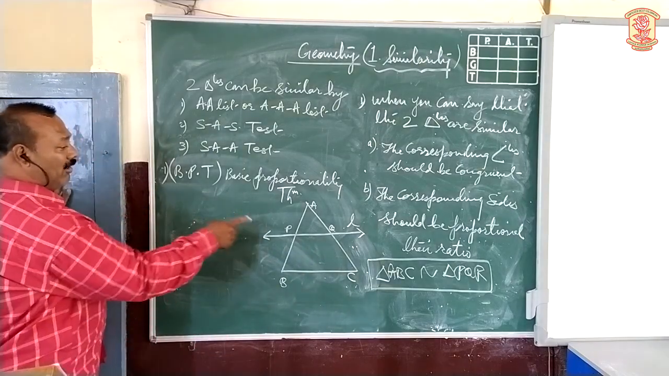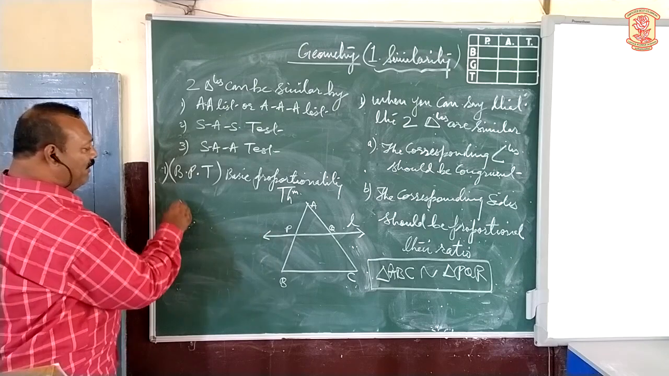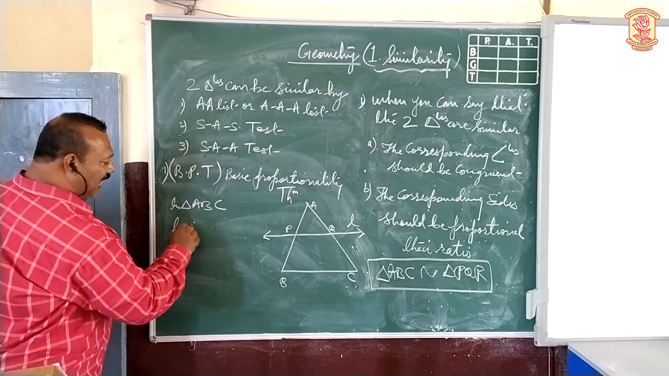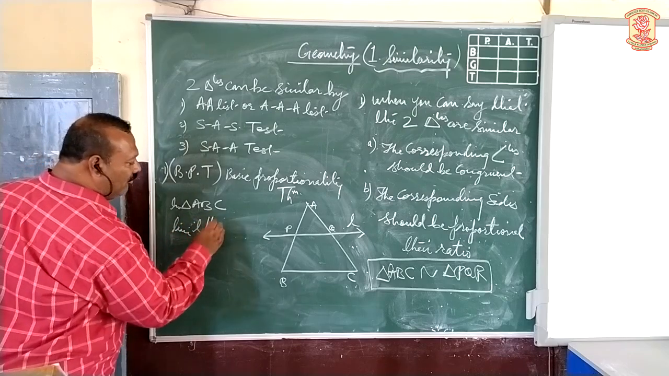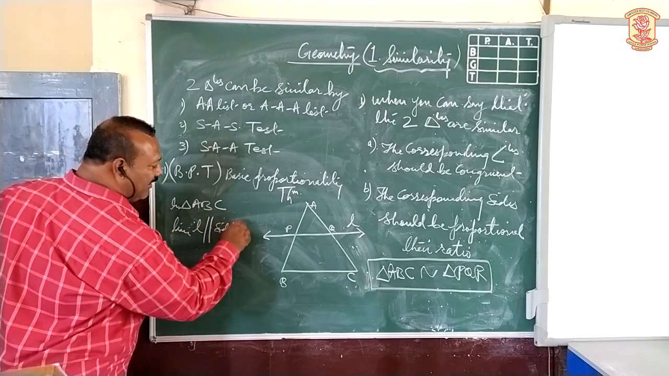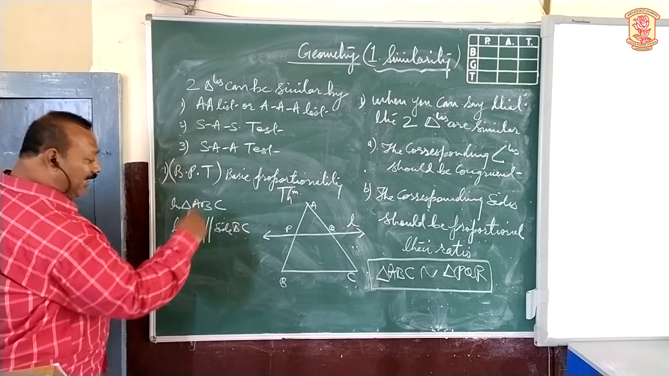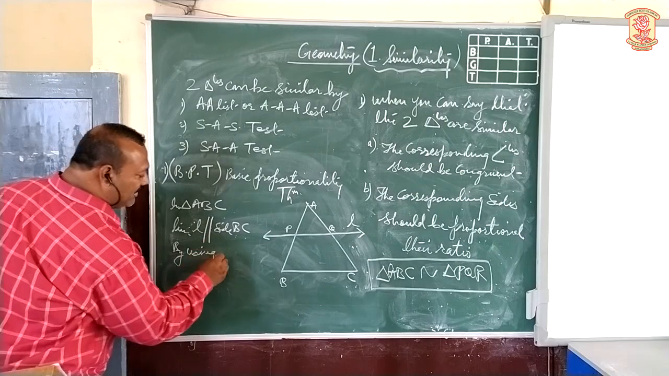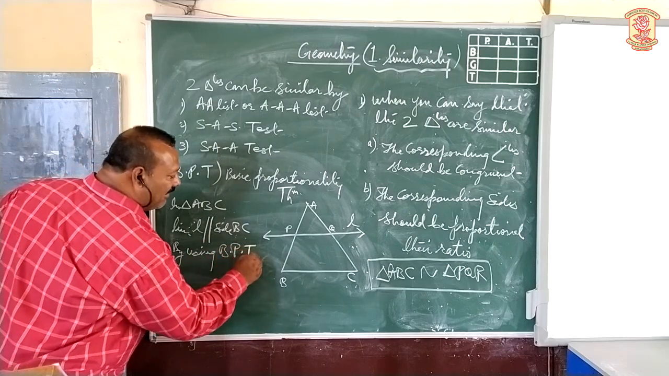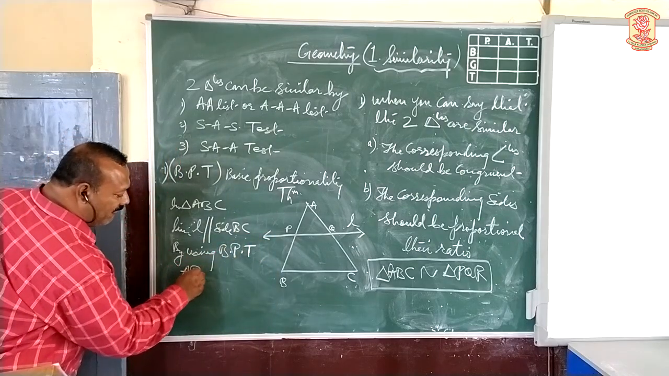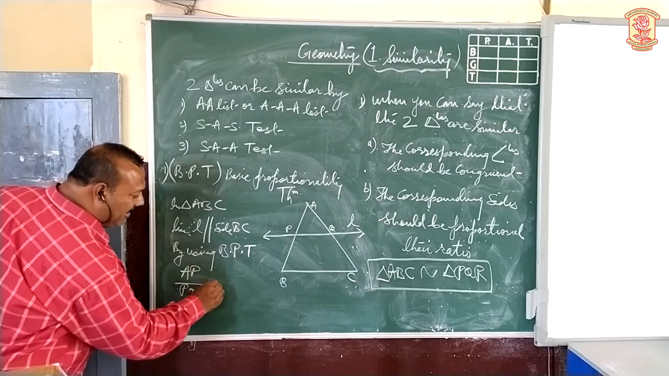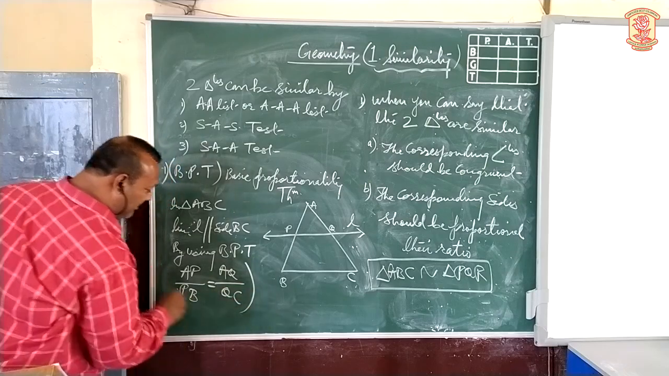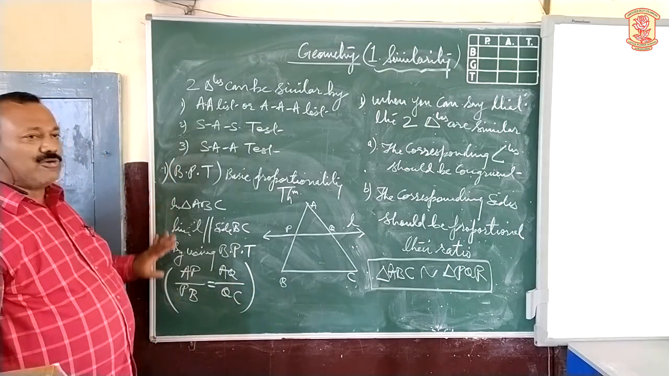What is the main condition required here? In triangle ABC, line L should be parallel to side BC. And when it is parallel, directly you can make use of BPT. We will write the ratio: AP upon PB equals AQ upon QC. This is called the basic proportionality theorem.